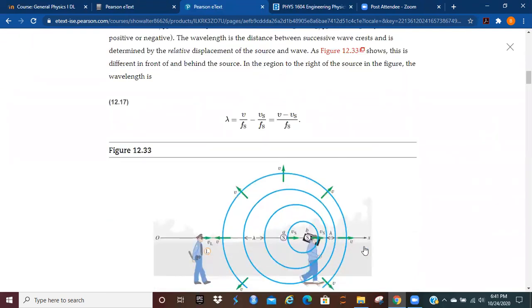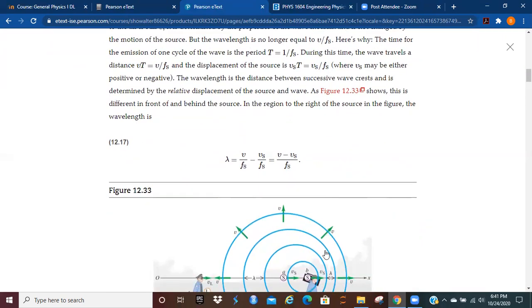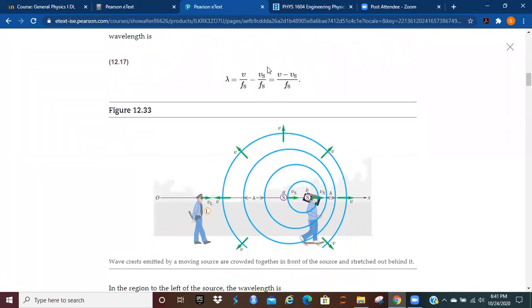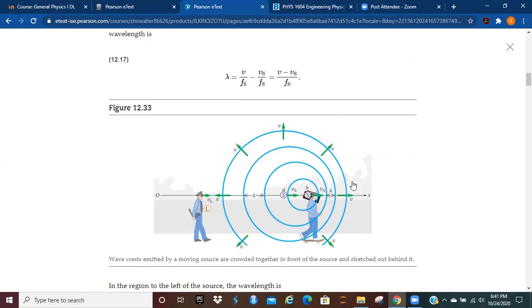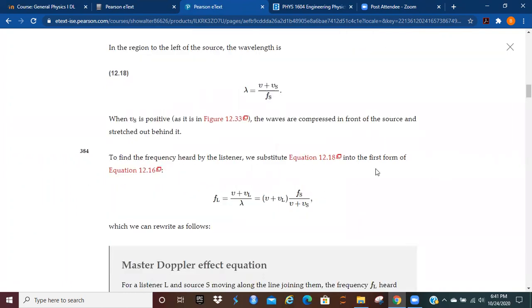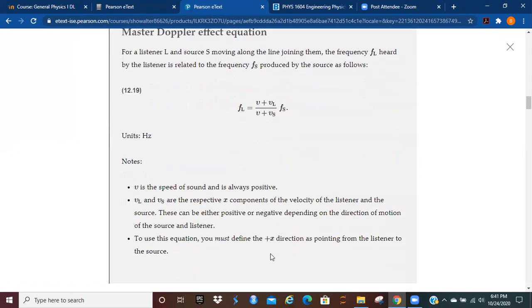So we've got moving away, then we've got this guy who's still walking towards. So it's going to be different in front of and behind the source. In the region to the right of the source, this is the wavelength that's going to be heard, because now we're taking into consideration the velocity of the source. In the region to the left, this is going to be the wavelength. So to find the frequency heard by the listener, we're going to make these particular adjustments, and then we end up with this particular ratio right here.